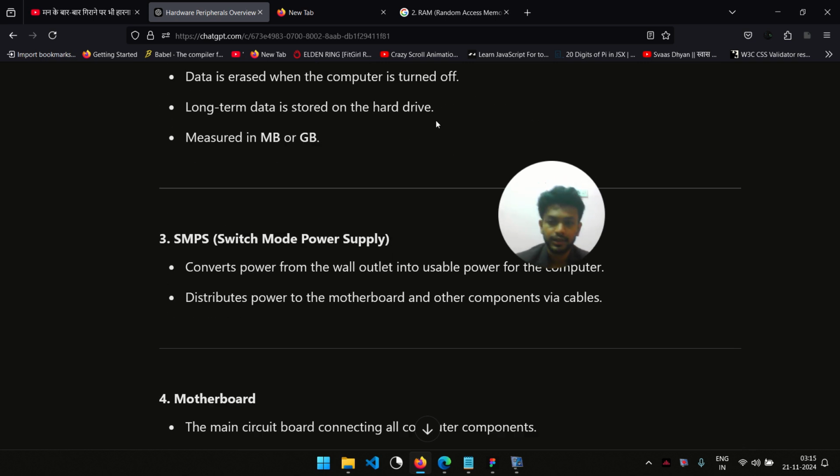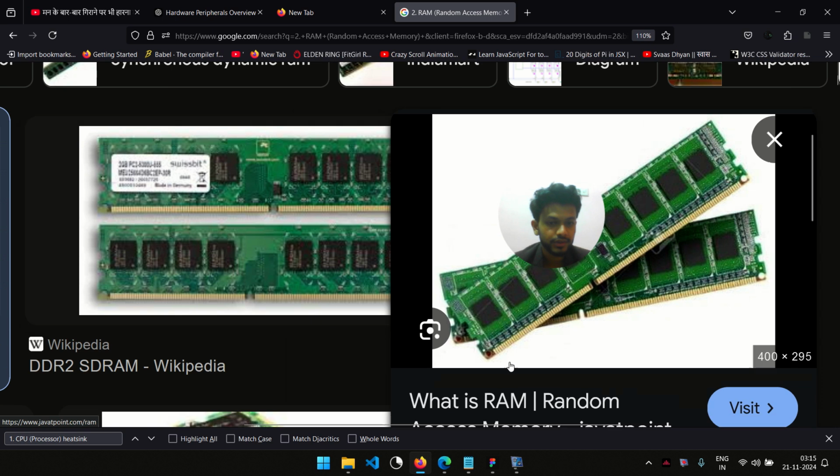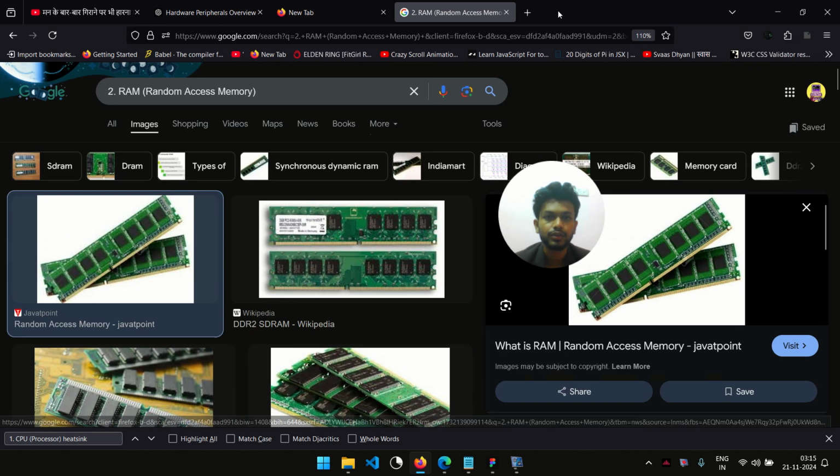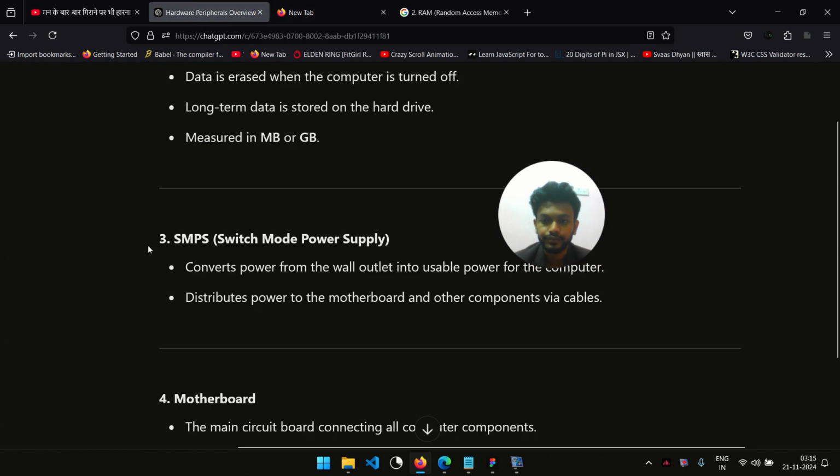Anyway, so done. Let's look at the RAM. Do you know a little bit about this? Yes, we know.